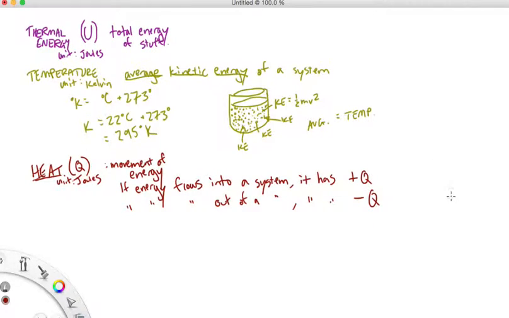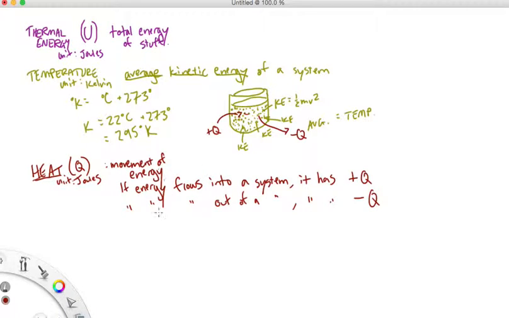If heat goes into something, let's say we're considering this little glass of water, and you inject energy into this, then we consider that to be positive Q. If energy comes out of this, it's negative Q. So heat comes out, it's negative. Heat goes in, it's positive. Got it? Okay.